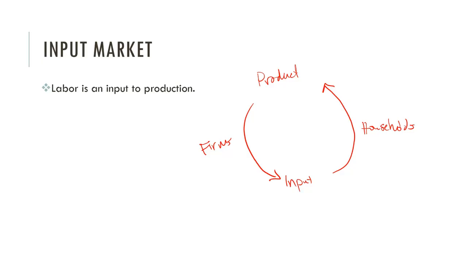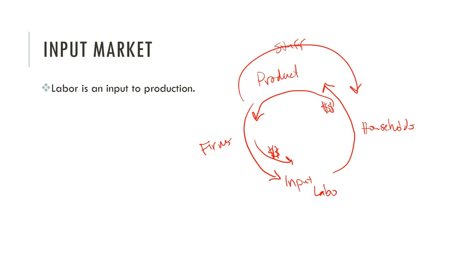So households are going to pay money to the firms to buy the products, and then the firm in turn is going to give the stuff to the households. But then firms have to pay the households for the inputs. In this case, we're talking about labor. So they have to pay them for their labor, and then households supply the actual work being done. So we get the circular flow. Money is moving in one direction, stuff is moving in the other direction.